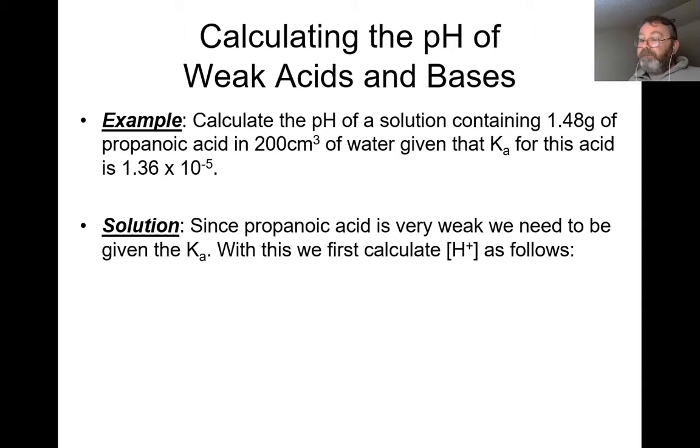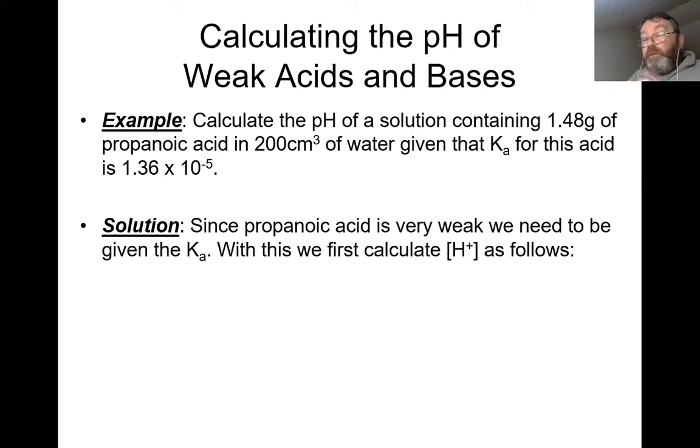So let's take this one here. Calculate the pH of a solution containing 1.48 grams of propanoic acid in 200 centimeters cubed of water, given that Ka for this acid is 1.36 by 10 to the minus 5.